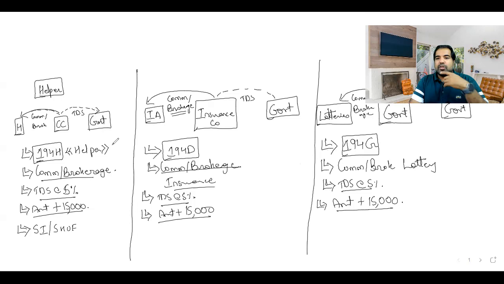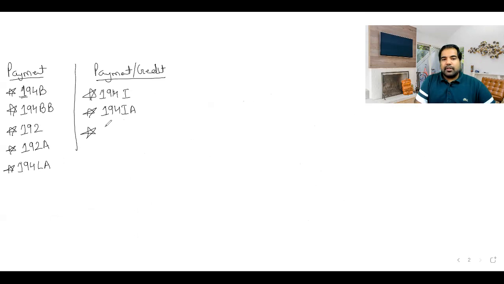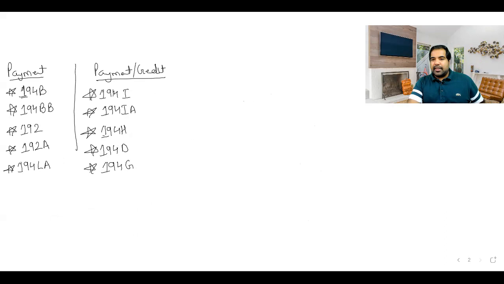And only H does not apply to small individuals, small HUF. The others are anyways not small individuals, small HUF. They always have to be big. That is three sections into one. And on all these three, payment or credit, whichever is earlier. So 194, sorry, this is 194H first, 194D, and 194G: helper, death or doctor's fees, and gamble. These are the three sections already.